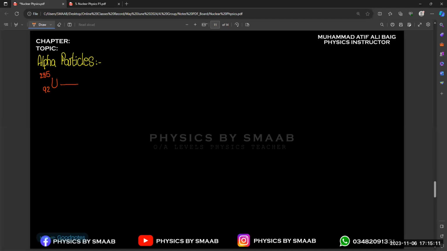uranium, so it will split first into the alpha particle, right? Because we are talking about the alpha radiation. So first of all, alpha radiation emits from it, that is equal to the helium nucleus, as we already discussed, two protons and four nucleons, plus there will be another particle that emits with it.